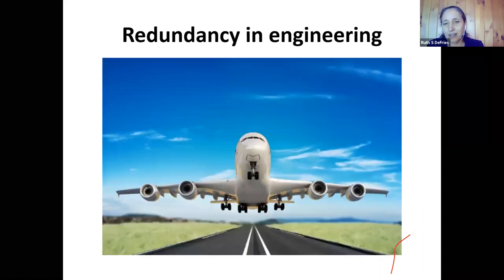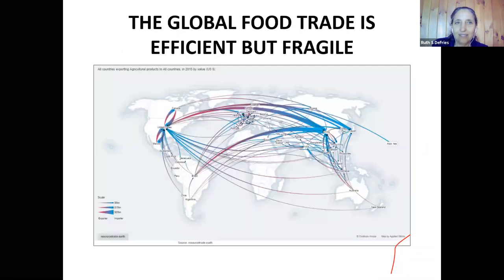So engineers have also learned this lesson about redundancy. Even though it's extra cost, I don't think any of us would get on a big plane if there were not some redundant engines. So it's very well established in engineering to spend the extra investment to have redundancies when a failure would be catastrophic. But there are other segments of society where we have not really taken that lesson on board yet.